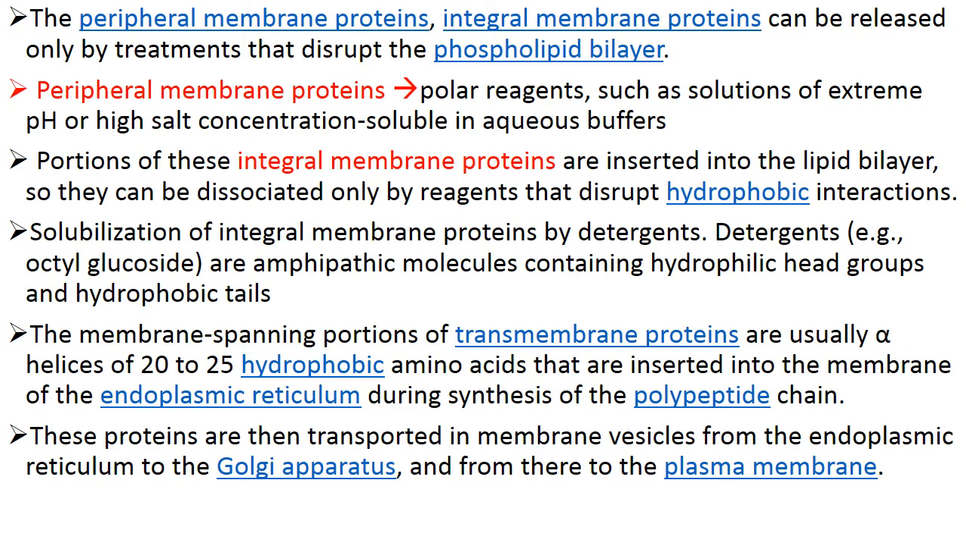First one, peripheral membrane protein. Peripheral membrane proteins were operationally defined as proteins that dissociate from the membrane by using polar reagents such as solutions of extreme pH or high salt concentration. To dissociate peripheral membrane proteins from the phospholipid bilayer, such a solution of extreme pH or high salt concentration can be used, but it cannot disrupt the phospholipid bilayer.